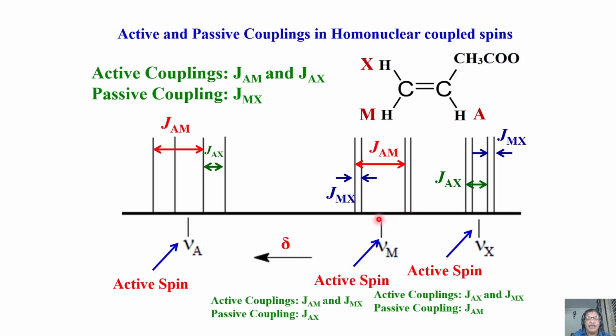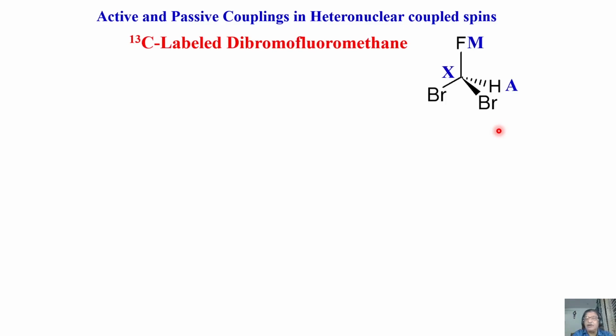Remember I said, the NMR spectrum does not distinguish between active and passive spins, and it does not distinguish between homo and heteronuclear spins. All couplings can be present in the spectrum, but you have to analyze. Let us see what happens in a heteronuclear coupled spin system. I take the example of 13C labeled dibromofluoromethane. This is the molecular structure, 13C labeled.